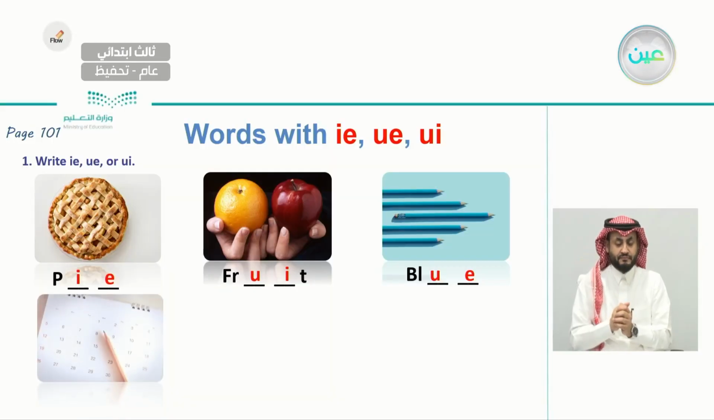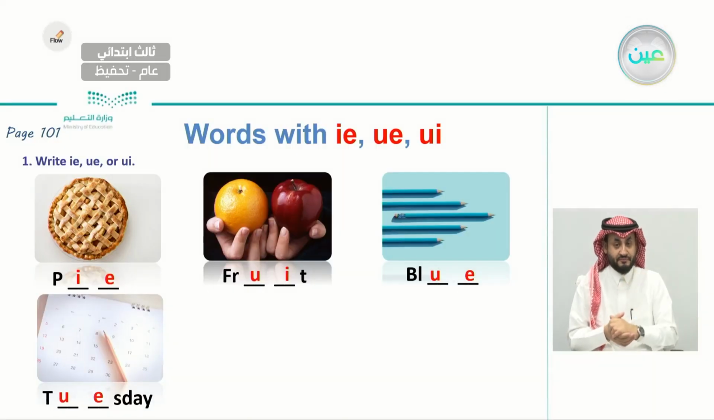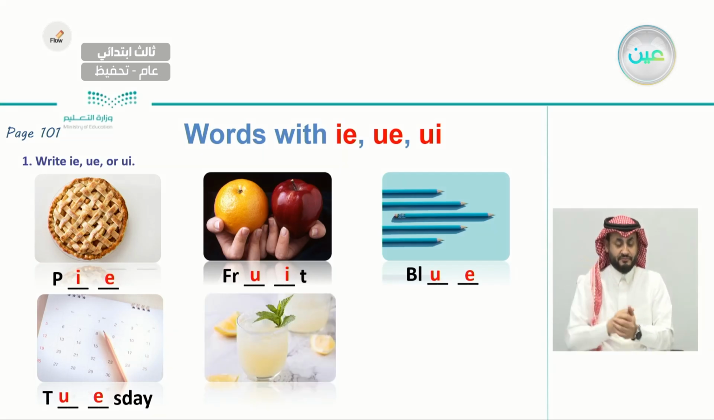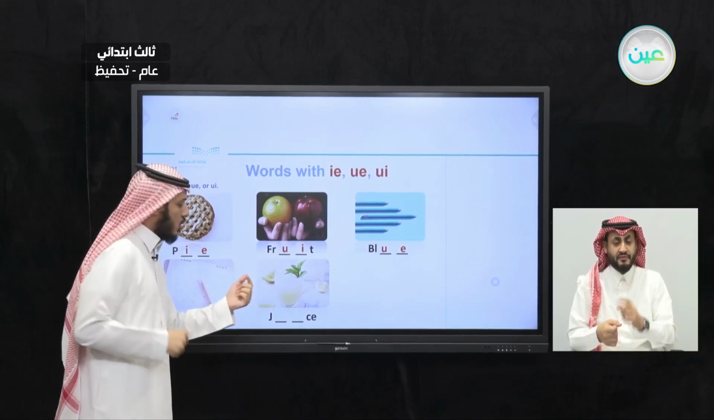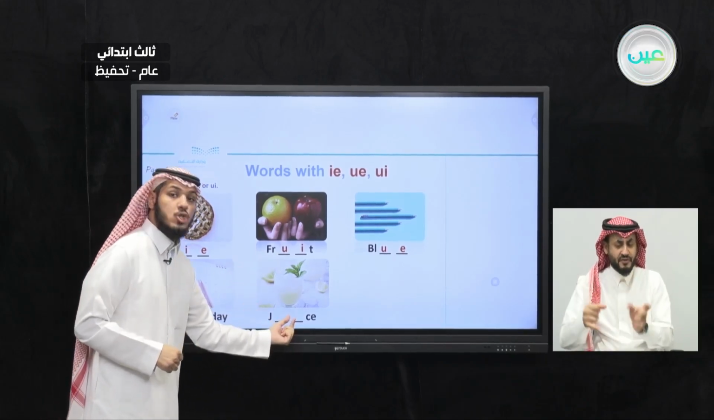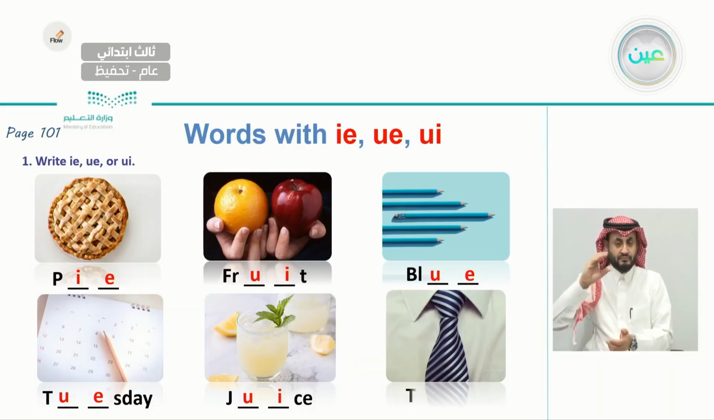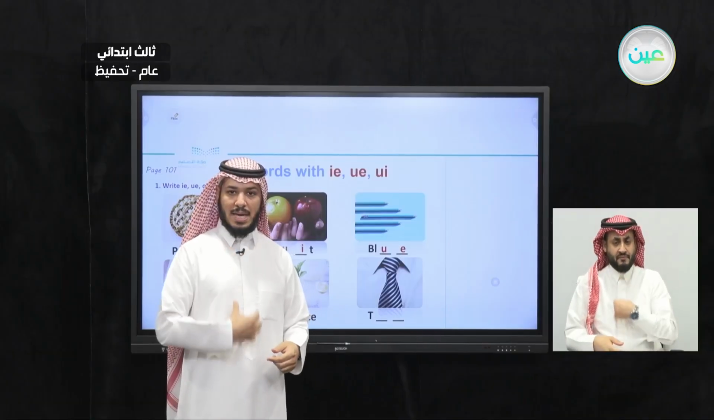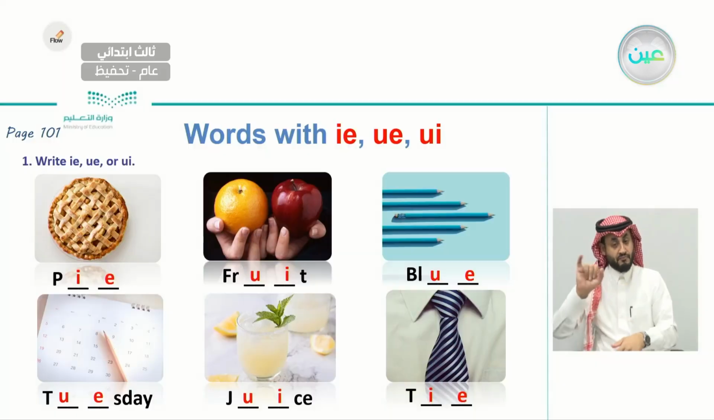Okay. What is this? We have a day here. It starts with T. Okay. We have Sunday, Monday, Tuesday. Excellent. Tuesday, perfect. So we have U and E. Okay. What is this? We have a lemon here with mint, okay, in a glass. So, yes, juice, perfect. Yes, it is juice. Okay, what is this? Yes, it starts with T. Is it two? No, it is tie. Yes, that's right. Tie. Excellent.